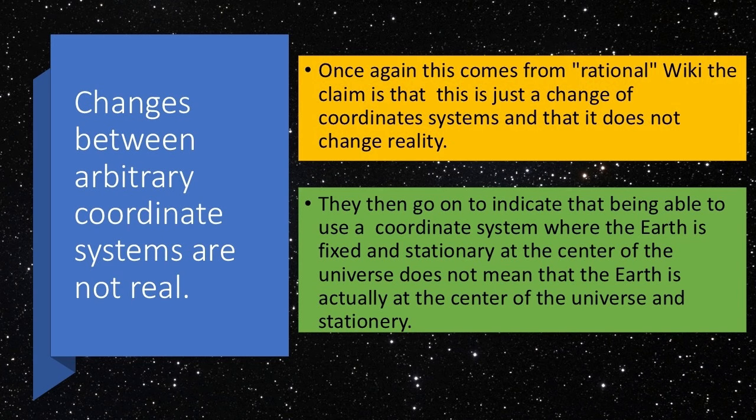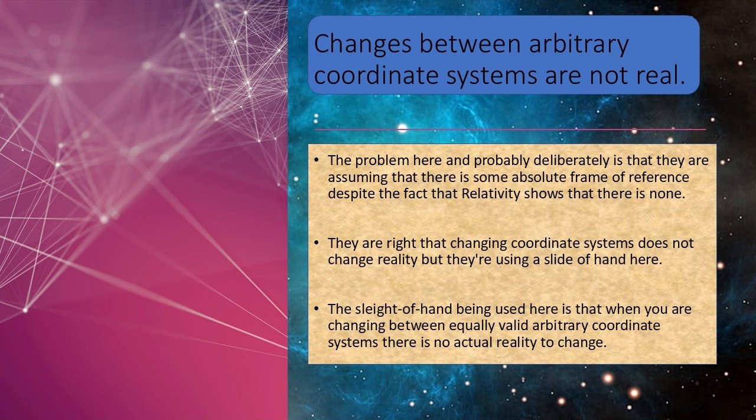The claim is that this is just a change of coordinate systems and that it does not change reality. They then go on to indicate that being able to use a coordinate system where the Earth is fixed and stationary at the center of the universe does not mean that the Earth is actually at the center of the universe and stationary. The problem here, and probably deliberately, is that they're assuming that there is some absolute frame of reference despite the fact that relativity shows that there is none. They are right that changing coordinate systems does not change reality, but they're using a sleight of hand here. The sleight of hand is that when you're changing between equally valid arbitrary coordinate systems, there is no actual reality to change.